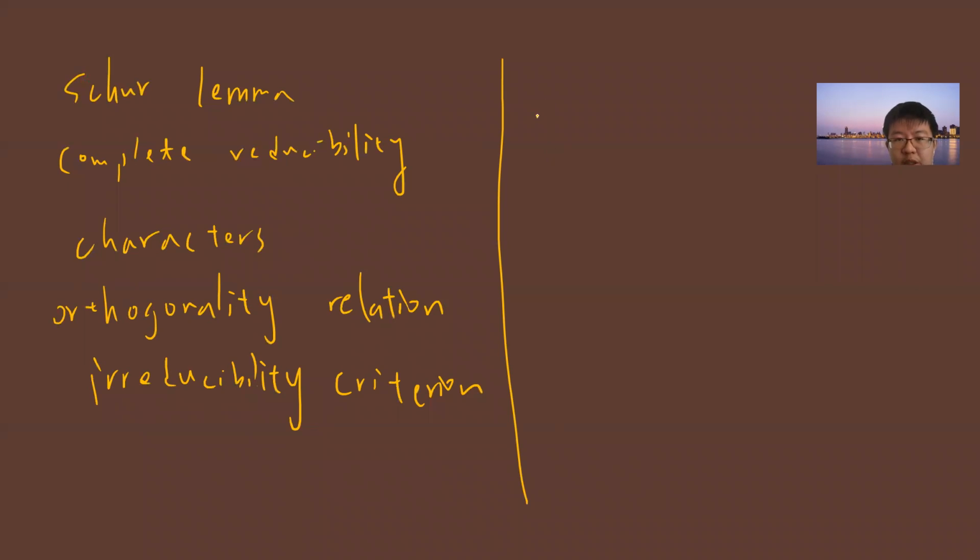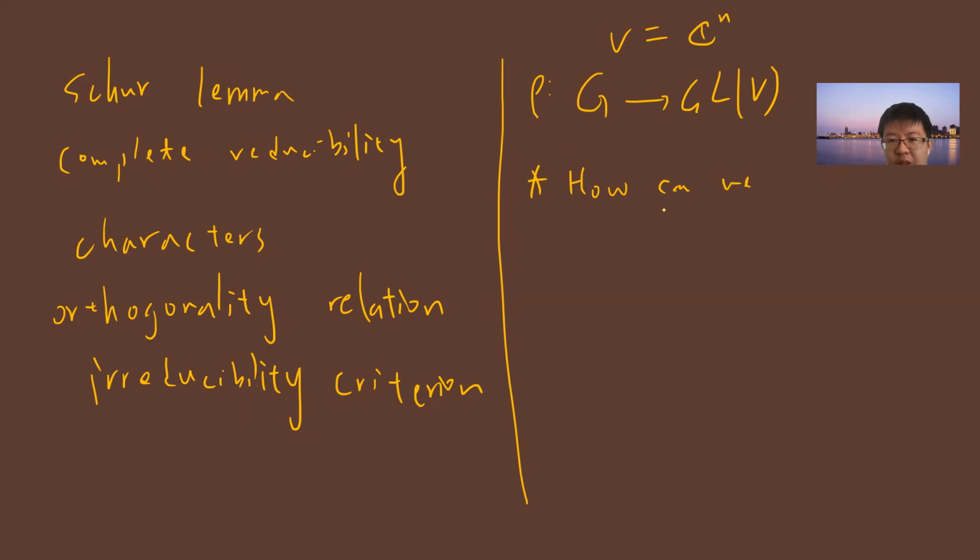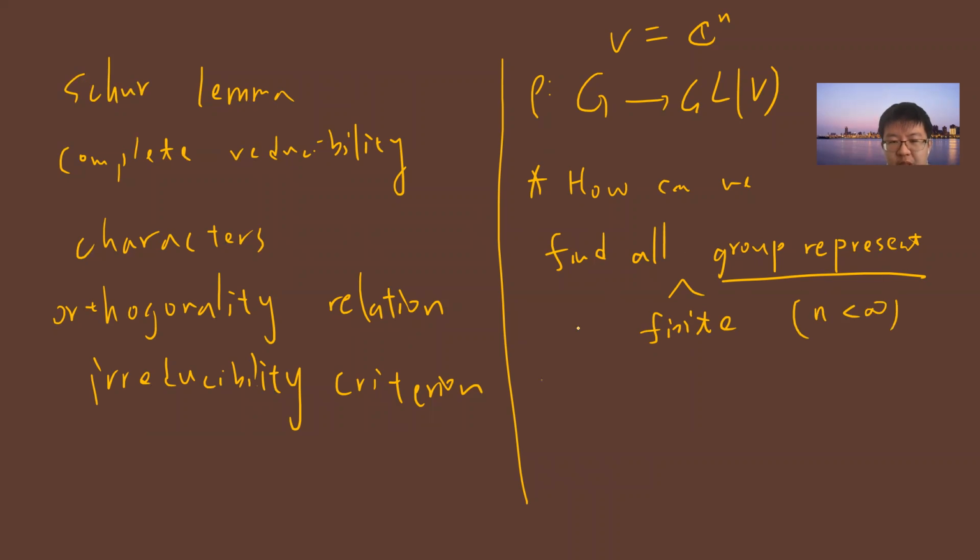Okay, so the key idea is that we are given a finite group, right? Let's say V is a finite dimensional vector space, and we can define what is called a group representation, right? So, the natural question is: how can we find all group representations? How can we find all finite group representations? We are working with a finite group, and a finite group representation means that the vector space dimension N is finite, and also over the complex field. How can we find all of these, right?